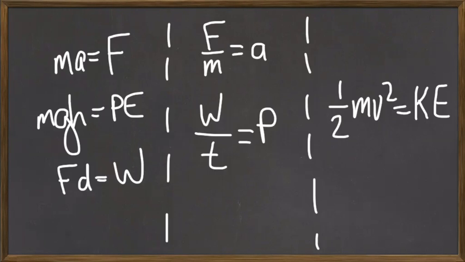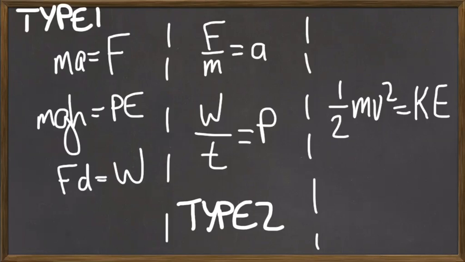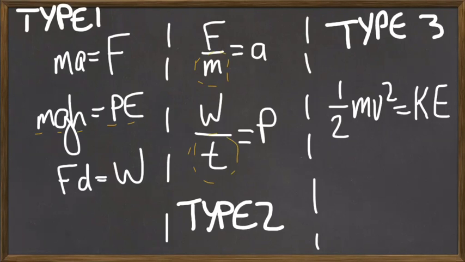So here's what distinguishes the 3 types. In type 1, we have all of the variables on the same quote-unquote level. They're all in the numerator. In type 2, one of the variables is in the denominator. Type 3, one of the variables is raised to the 2nd power.